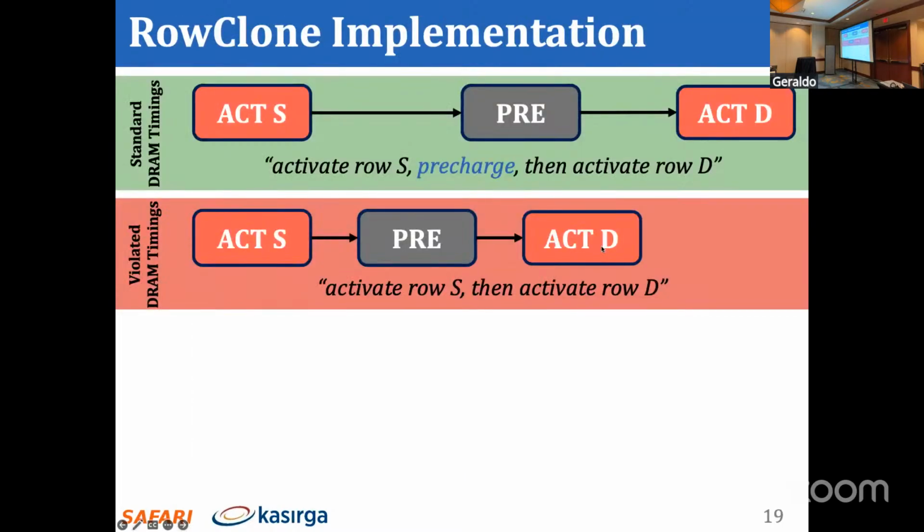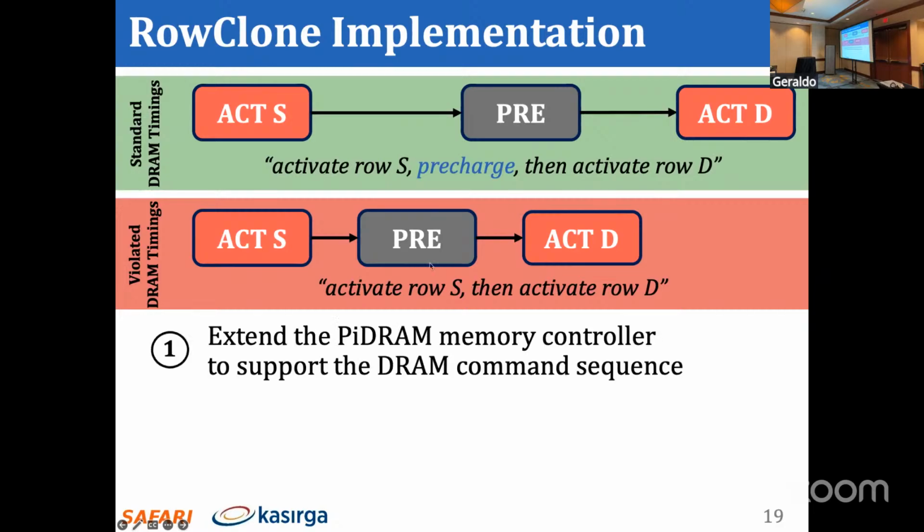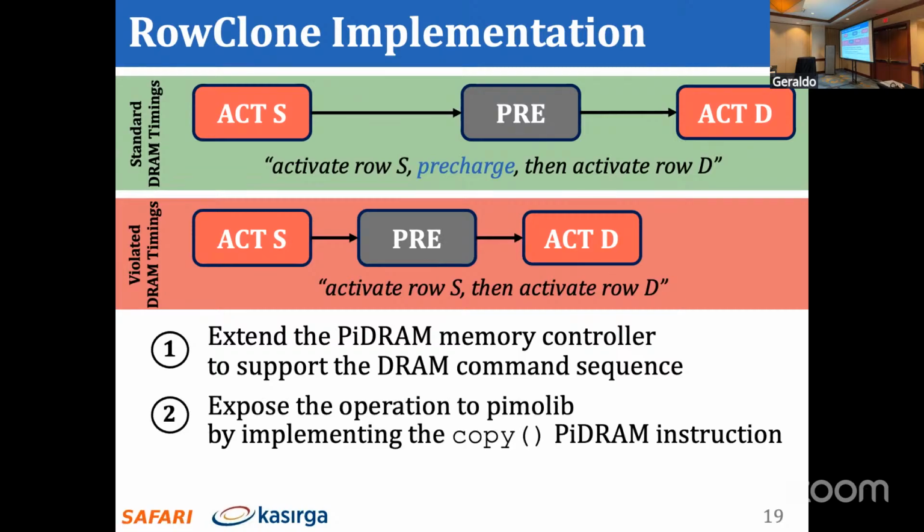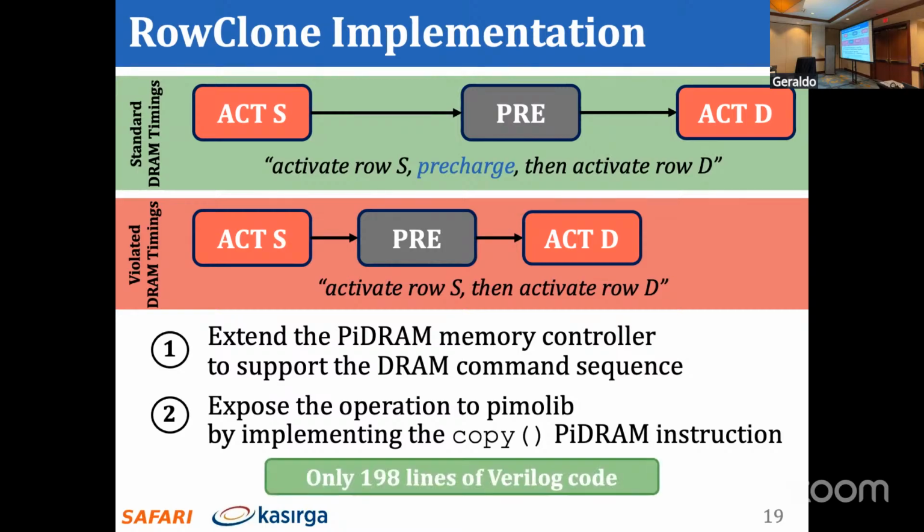So to implement RowClone, just to remind you, we violate DRAM timing parameters. We bring the commands together in time. For that, we need to extend the PiDRAM memory controller to support this DRAM command sequence and expose this operation to the user through a PIM-lib modification. This is the PIM operations library. This takes us only 198 lines of Verilog code on top of what PiDRAM provides as an extensible basis.